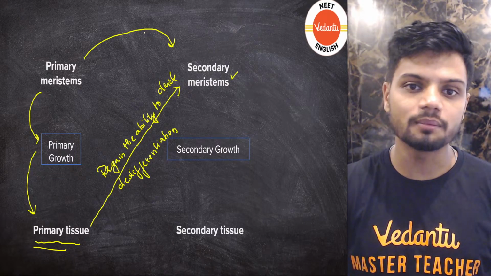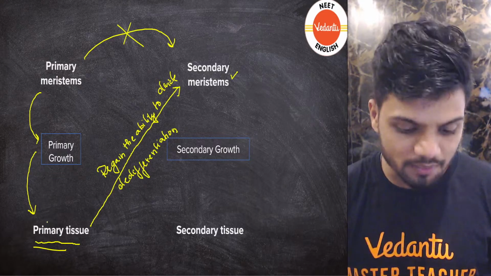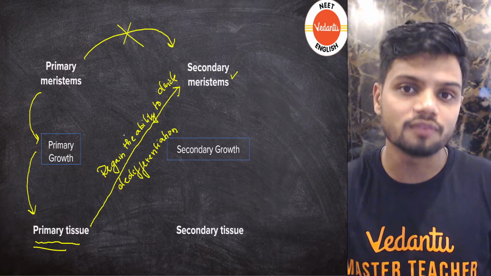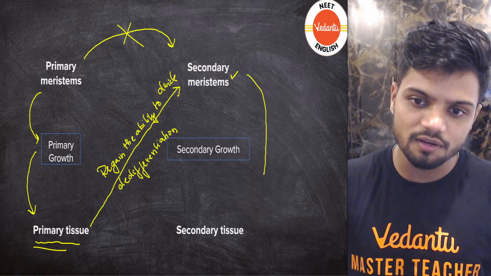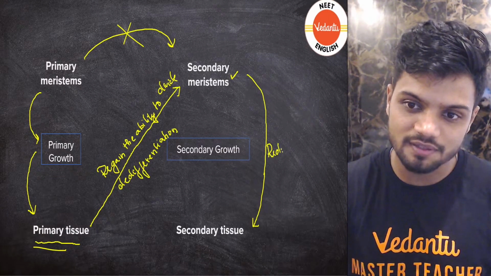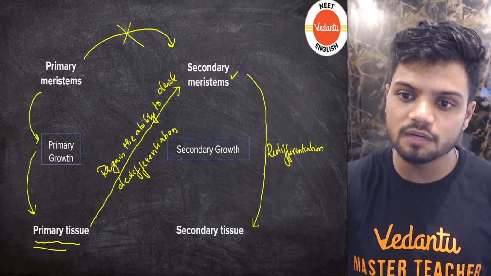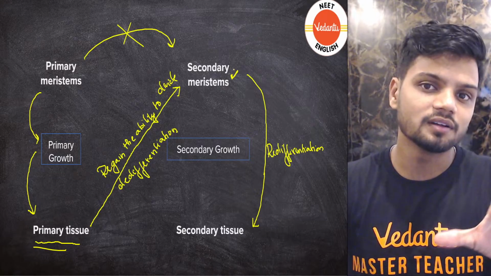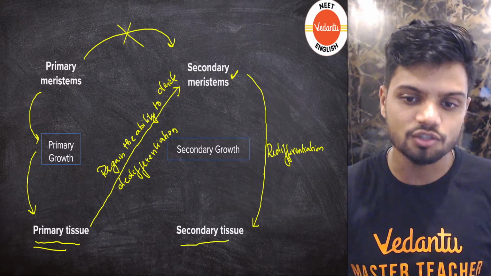Primary meristem to secondary meristem is not a direct process. A primary meristem will always produce primary tissue, and this primary permanent tissue will regain the ability to divide and become secondary meristem. The secondary meristem will again give rise to the secondary tissue. This is called redifferentiation. This secondary meristem tissue, which has the ability to divide, is again losing its ability to divide and making secondary tissue.